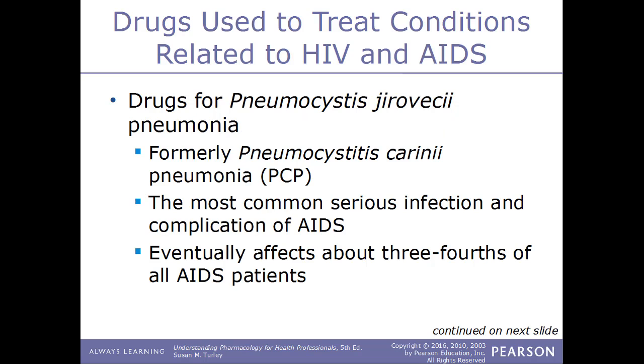Another condition that's opportunistic for patients with HIV, pneumocystis jirovecii pneumonia. This condition is formerly known as pneumocystis carinii pneumonia, or PCP. Now this is the most serious infection and complication of AIDS, and this will eventually affect about 3/4 of all AIDS patients.